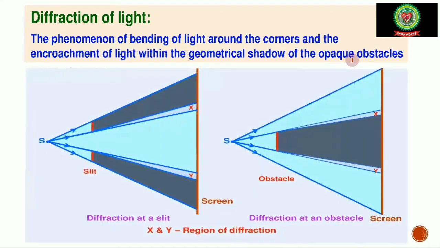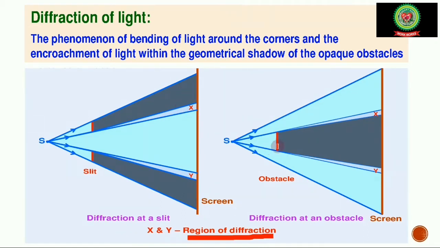So what happens over there? Now this is slit, means this is obstacle, and this is source of light. Accordingly, what should be there? It should be area of light, and this area should be area of shadow. But here you can see that X and Y are regions of diffraction, means here light bends or encroaches in the region of shadow.